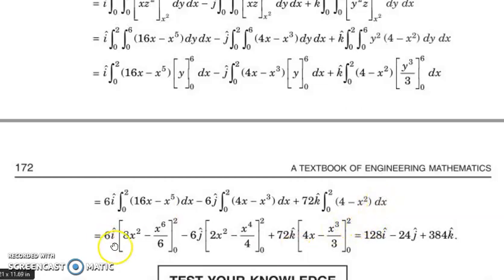Again on integrating you will get 6i into 8x square minus x raised to 6 by 6 from 0 to 2, minus 6j into 2x square minus x raised to 4 by 4 from 0 to 2, plus 72k into 4x minus x cube by 3 from 0 to 2. So on applying the limits, the value is 128i minus 24j plus 384k. So that is the required integral.